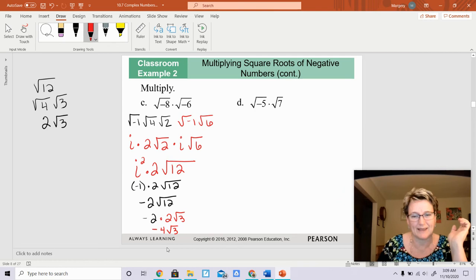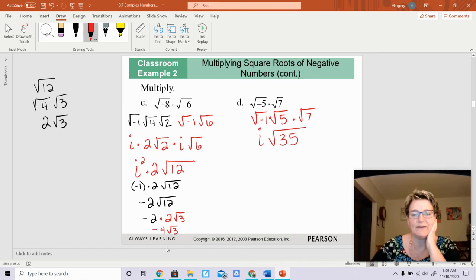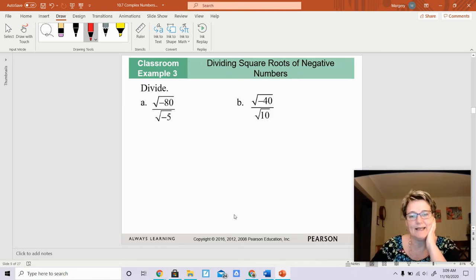Now this one over here is just going to give me the square root of -1 times the square root of 5 times the square root of 7. So these are all just a big multiplication problem. This is going to be i, and I can't reduce the square root of 5, and I can't reduce the square root of 7. So I'm going to get the square root of 35. So it's i square roots of 35. Okay, next one.